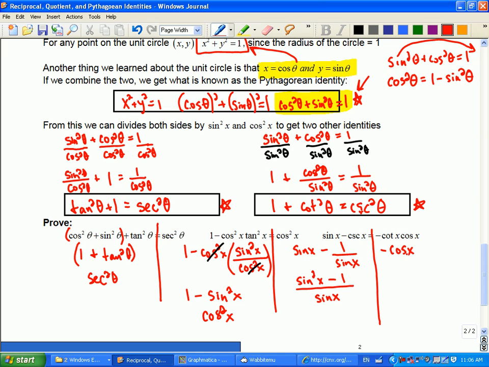You can move to the other side and go, well, this would be negative cosine x over sine of x times cosine of x. And then this would be negative cosine squared of x over sine of x. They're still not equal, but I'm actually getting closer to the answer. What I would hope as you practice these is that you'll notice that looks an awful lot like this up here that we've already worked on.